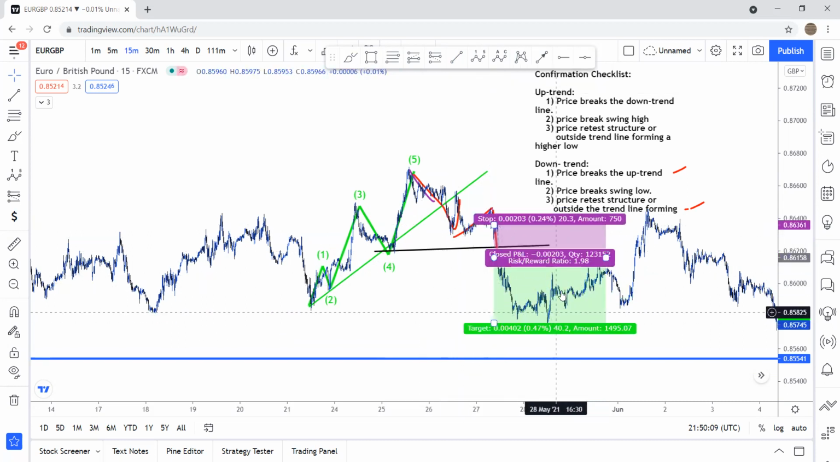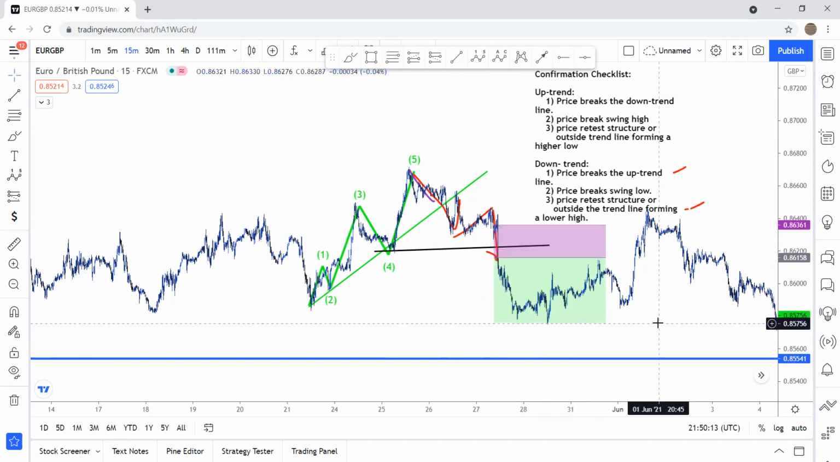That's a 1-to-2 ratio. So if you risk $20, you're making 40. If you risk 200, you're making 400, right? If you risk 2,000, you're making 4,000, right? Simple as that, guys. It is that simple, right?